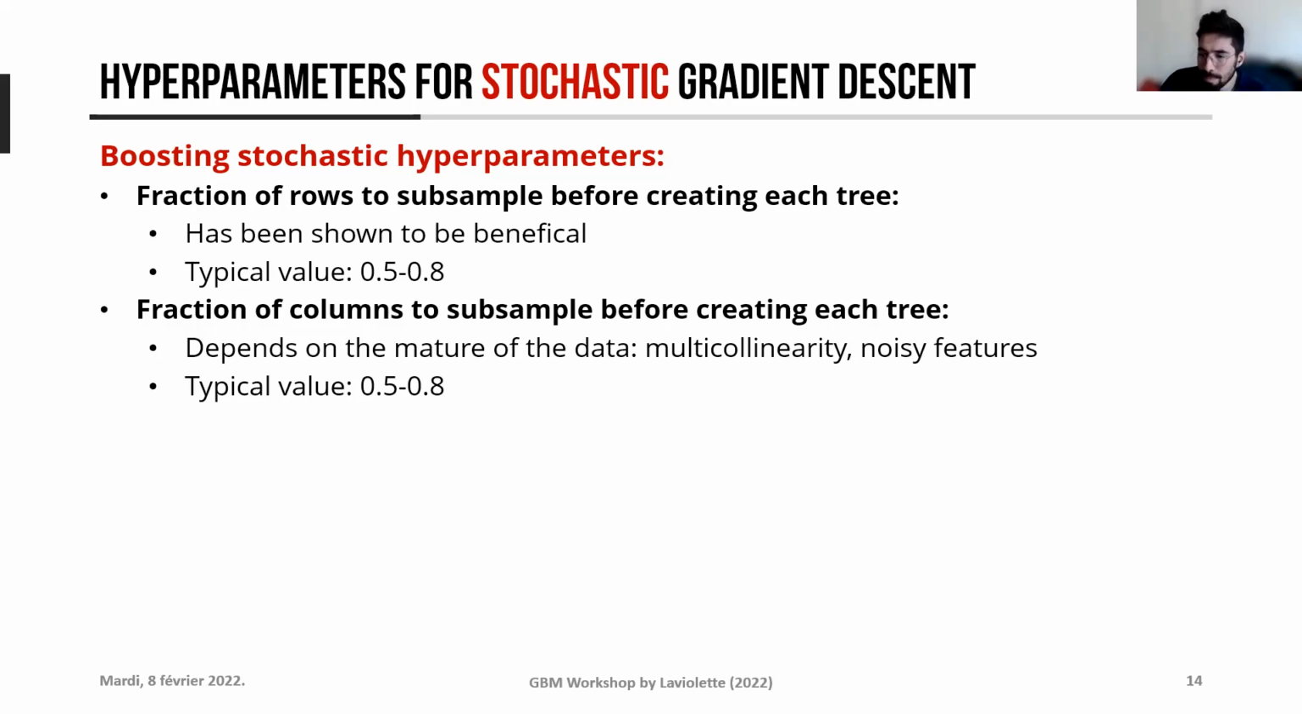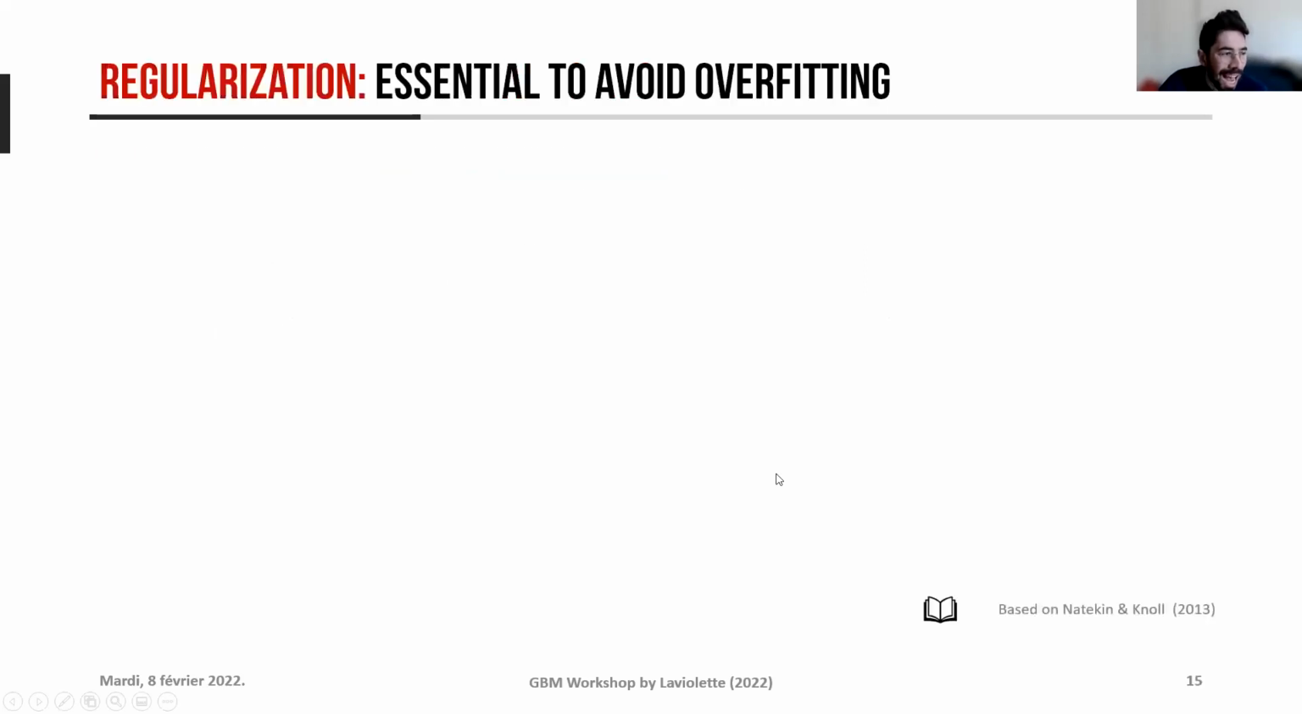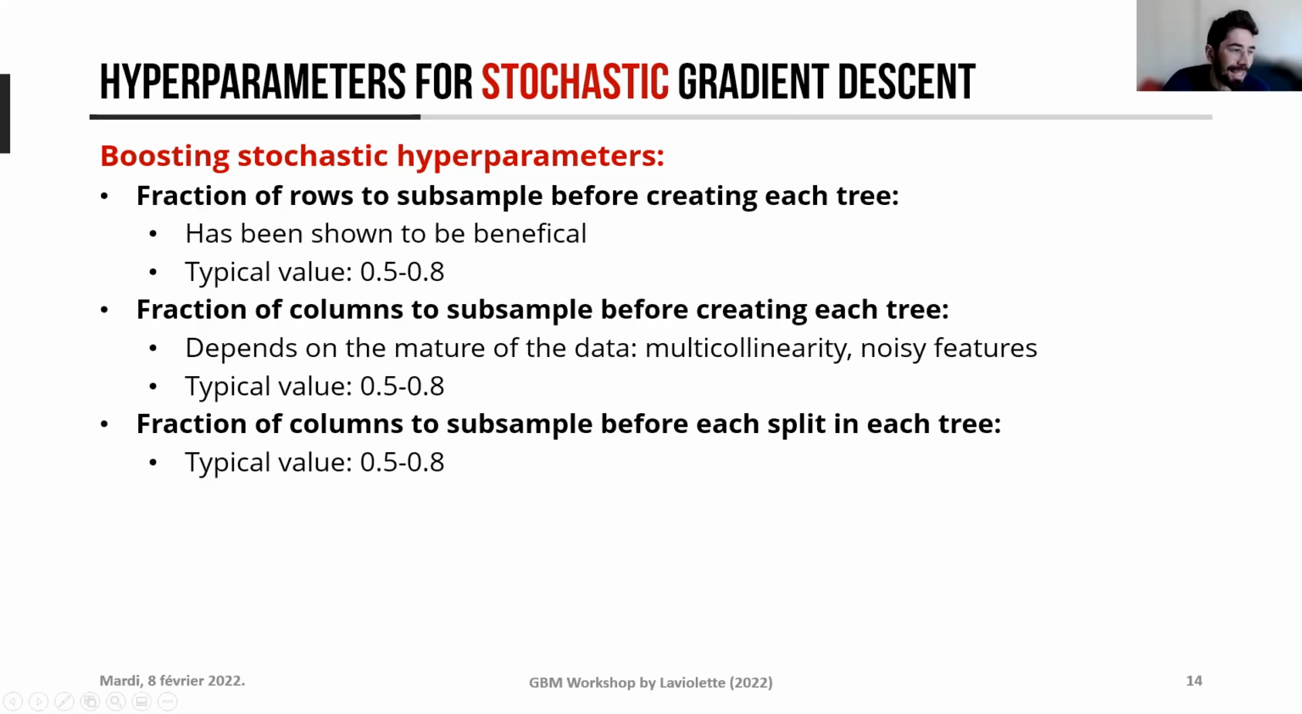And the last thing is you can also subsample columns before each split in each tree. This is getting a bit more complex, and I'm not sure what this adds, to be honest, to the process. It just adds even more randomness. And as with everything, adding this kind of randomness can help you find things that you wouldn't find otherwise. But to be honest, I've not experimented much with this very last parameter. I've mainly focused on the first 2 parameters in my own modeling.